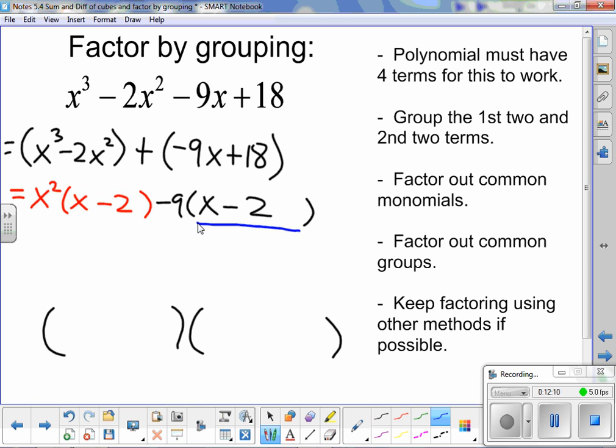This is the same thing as this. So what you can do is pull it out front, just like how we pulled it out front before. So that'll be an x minus 2. And then the leftovers get put back inside of parentheses, so it's x squared minus 9.